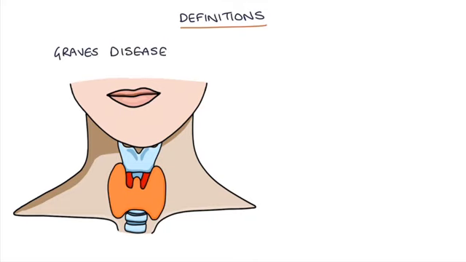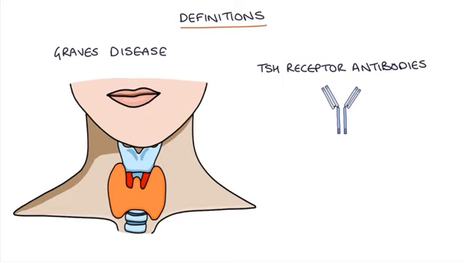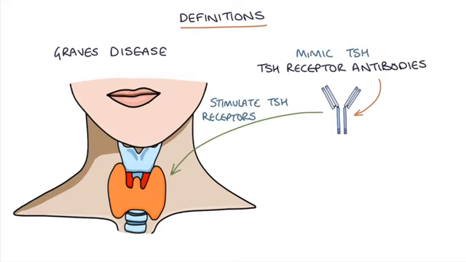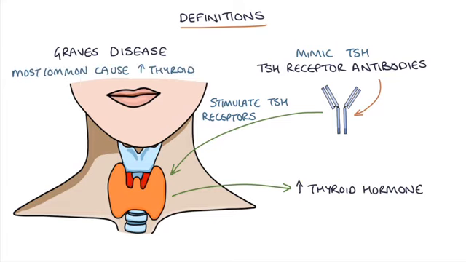Graves' disease is an autoimmune condition where there's TSH receptor antibodies that are causing the hyperthyroidism. And these TSH receptor antibodies are abnormal antibodies that are produced by the immune system, and they mimic TSH and stimulate the TSH receptors in the thyroid gland and cause them to secrete thyroid hormone. And this is the most common cause of hyperthyroidism.